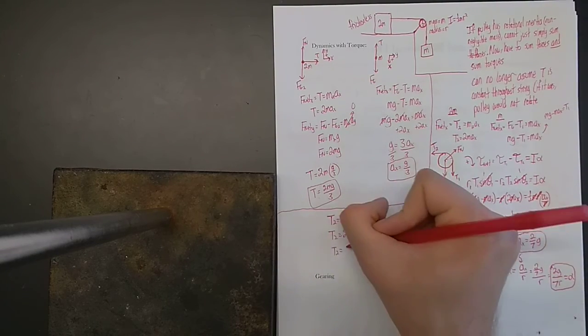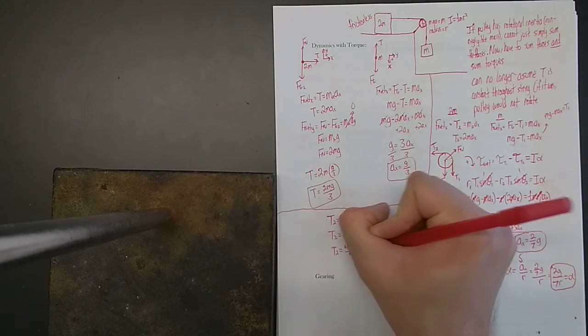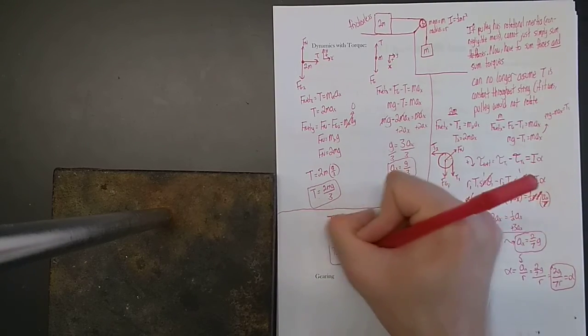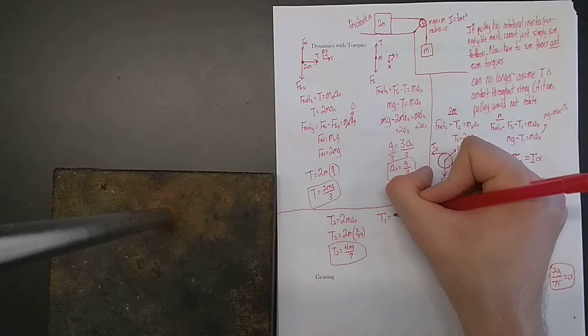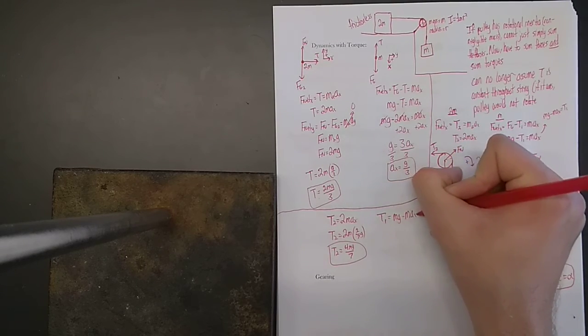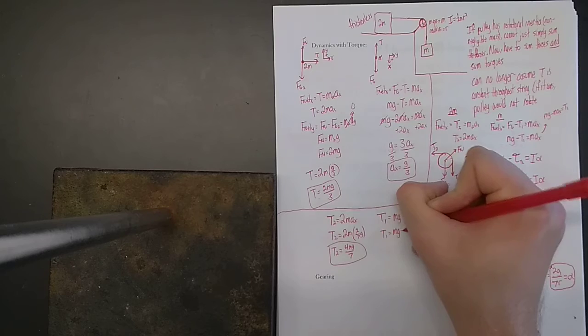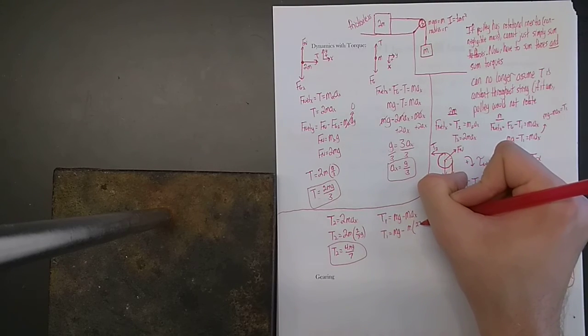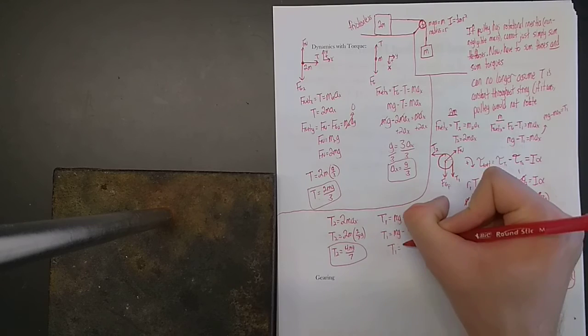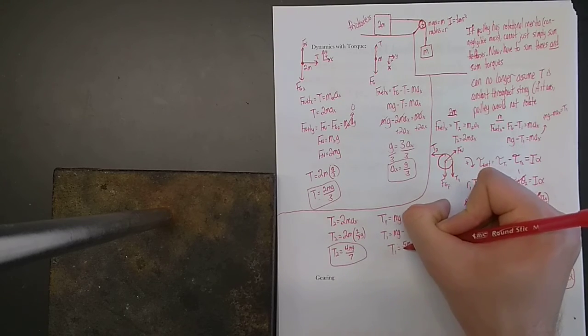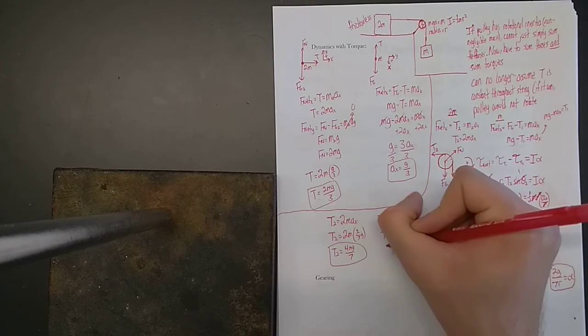So T2 is 4mg over 7. And T1 is mg minus max. So that's mg minus m times 2/7 g. So that means you have mg minus 2/7 of mg, or in other words, 7 over 7 mg minus 2 over 7 mg. That means this comes out to 5/7 mg, or 5 mg over 7.